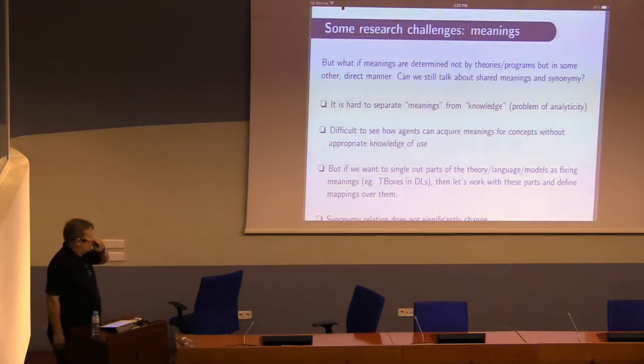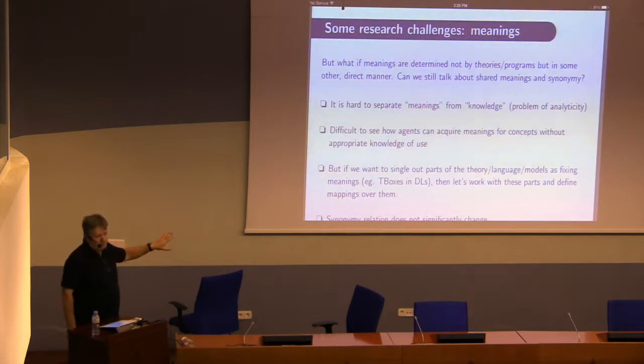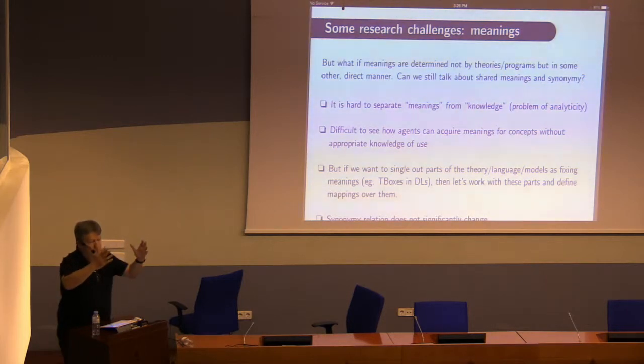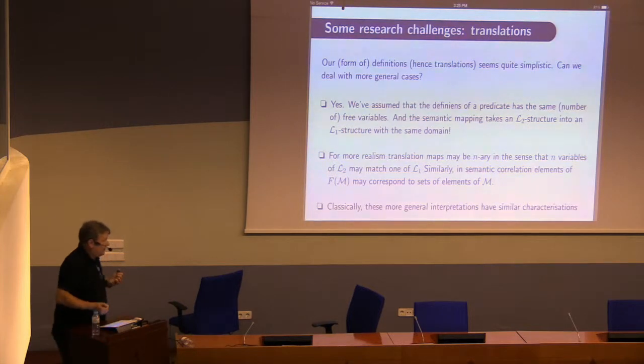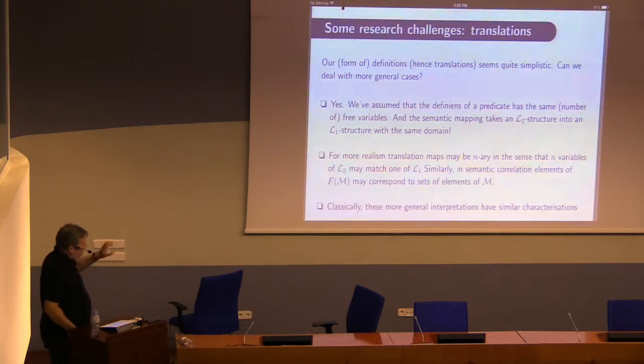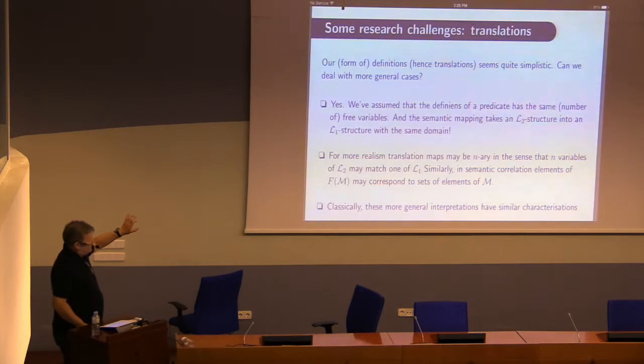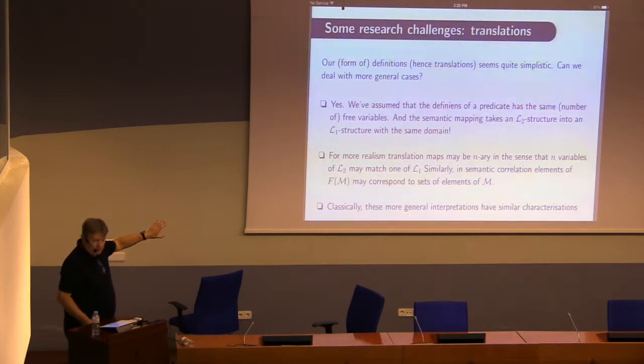But even if you want to say, and some people sometimes do say, that in reconstructing ontologies, a T-box represents the meanings of concepts, whereas an A-box represents things that are true in the world, perhaps, well, that's no problem. Then let's work directly with the T-boxes, and then we'll be mapping those. And the synonymy idea doesn't really change very much. Another thing we can look at is how to generalize these kind of definitions, which are very simple.